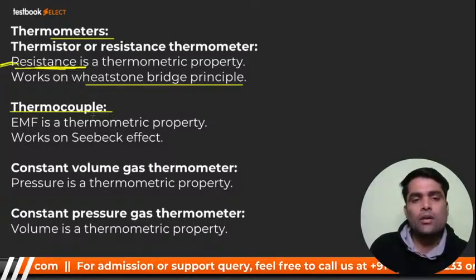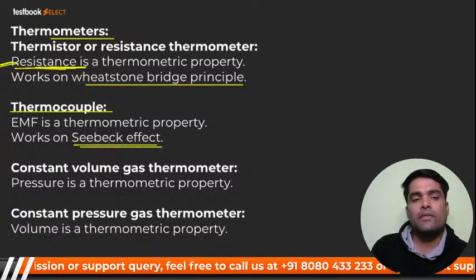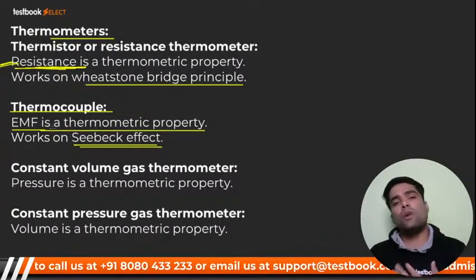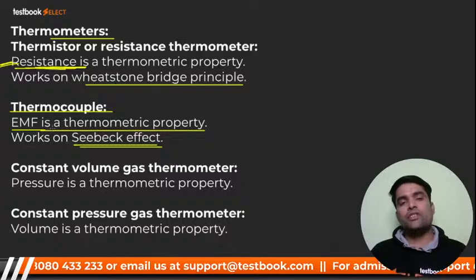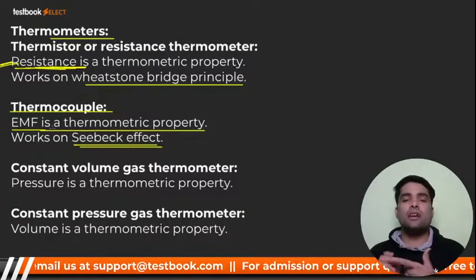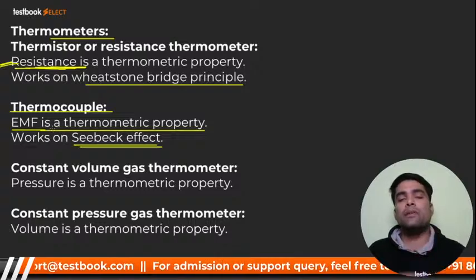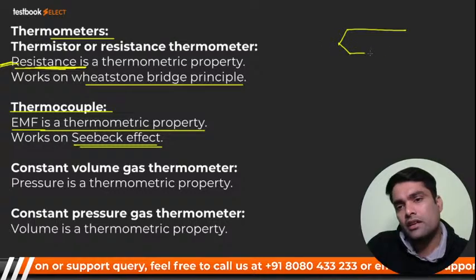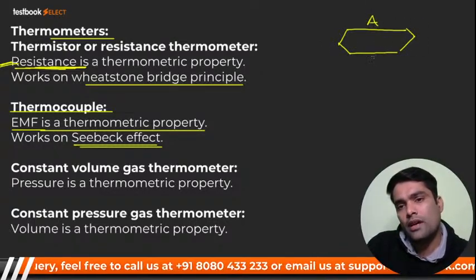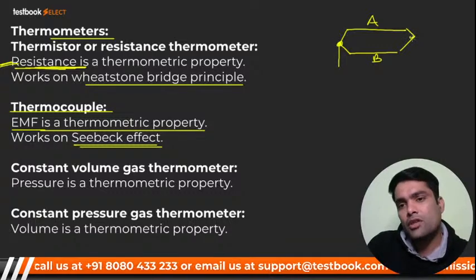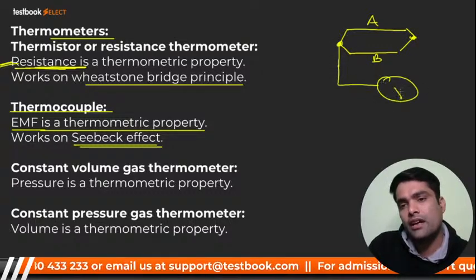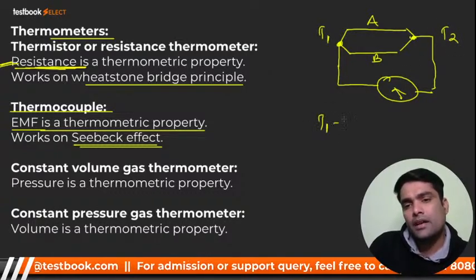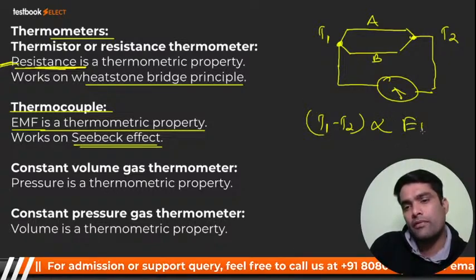Talking about the thermocouple, I already told you that it works on the Seebeck effect. And my dear, EMF is the thermometric property. What happens here is, when you join two different dissimilar metals, right, and you keep those junctions at different temperatures, it generates an EMF, and that EMF is directly proportional to the temperature difference that you keep. Suppose you have two different metals, you joined them, this is material A and this is material B. Definitely, if you maintain a temperature difference between these two junctions, it will generate an EMF. Suppose this is T1 and this is T2, so definitely this T1 minus T2 is directly proportional to the EMF.